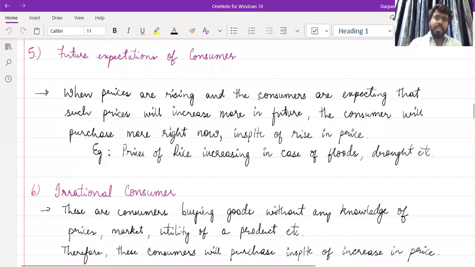Then future expectations of the consumer. What are these? When prices are rising, consumers expect, oh, it will still rise more. So what will they do? They will purchase more and more because the prices are rising.